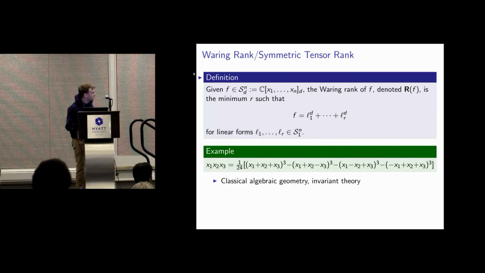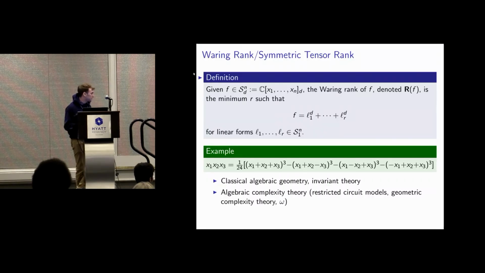So Waring rank has been studied for quite a while in the context of classical algebraic geometry and invariant theory, going back to work of Sylvester in the 1850s. It's appeared in the context of algebraic complexity theory, of course, as a restricted circuit model, also in the context of geometric complexity theory and the exponent of matrix multiplication. And in the case that d equals 2, this is just the rank of a symmetric matrix. So you're actually all familiar with Waring rank, even if you didn't know it.